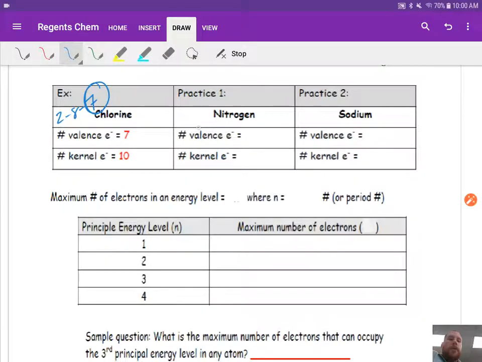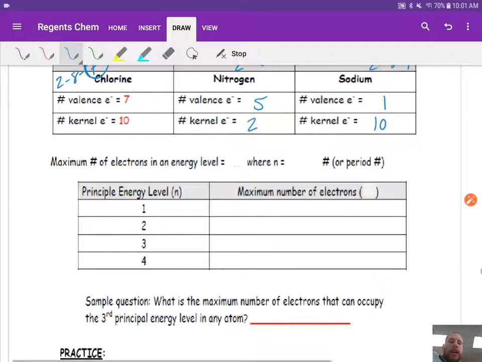I want you guys to go through, pause the video, and try these two on your own and see how you do. All right, so nitrogen, if you look up nitrogen, it's 2-5, so we should have 5 valence electrons. And then when you add up all the other ones, besides the last 5, you would get 2. Sodium's configuration is 2-8-1, so it's got 1 valence electron and 10 kernel electrons.